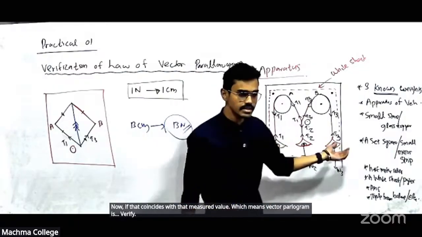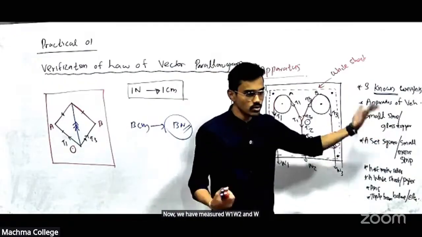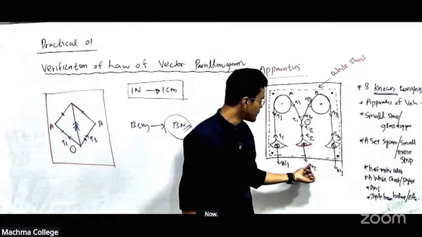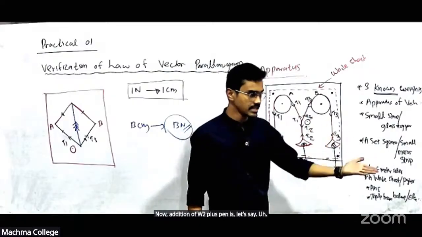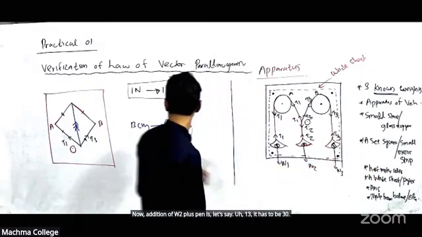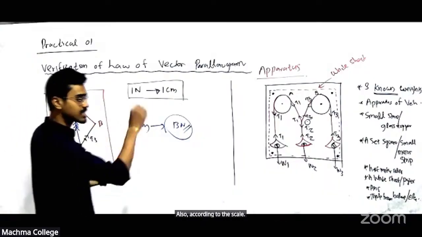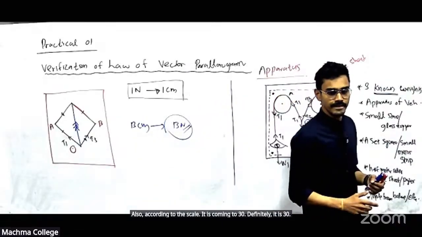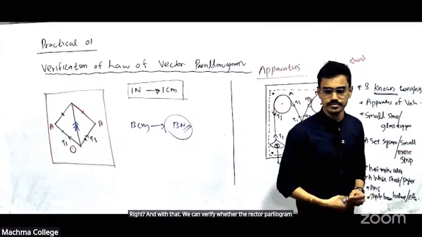Already measured. Now we have measured W1, W2 and W3. They are known weights, and we have measured these spans. Now the addition of W2 plus span is, let's say, 13. It has to be 13. And once you measure this also according to the scale, it is coming to 13. Definitely it is 13, right? And with that, we can verify whether the vector parallelogram is correct or wrong, right?